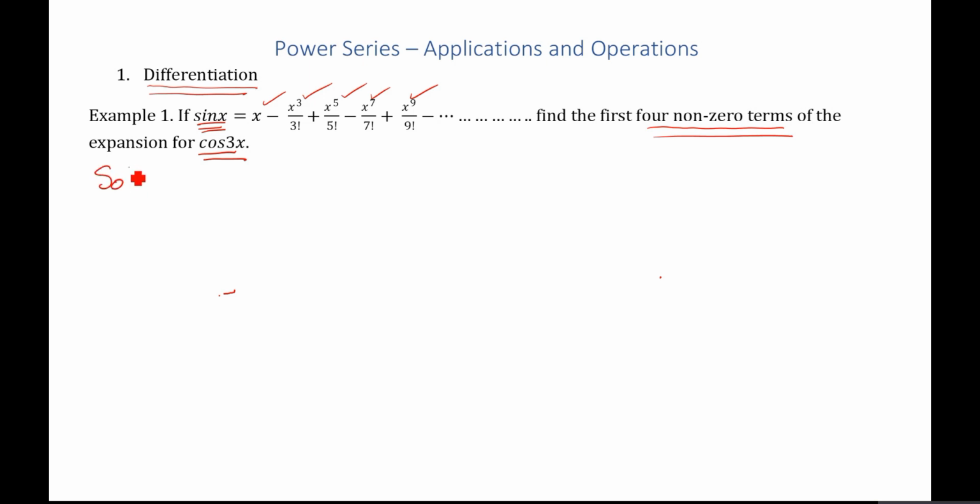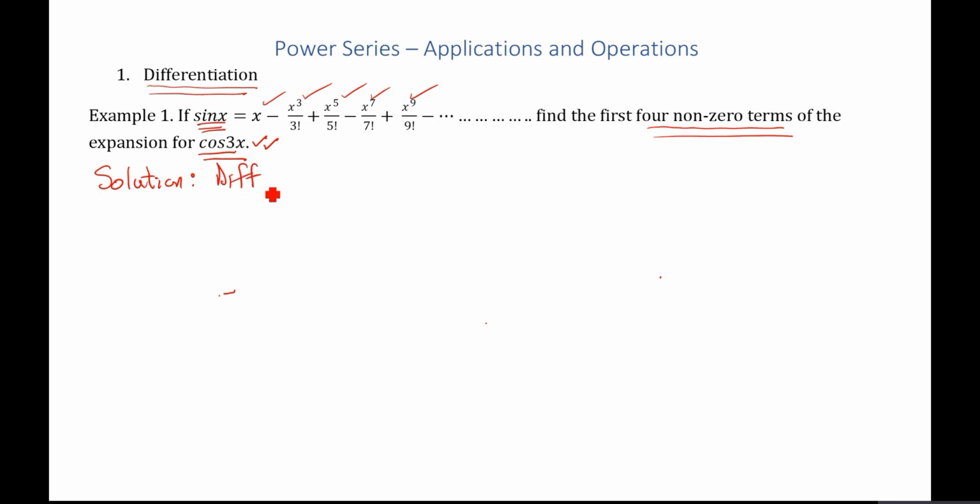Now, what we could possibly do is use a Maclaurin series to find the expansion for cos 3x. Now that in itself would be correct. However, the aim here is for you to realize that differentiation can be applied to a power series. So let's do that. And how do I go about finding the expansion for cos 3x? Well, there's your series for sine of x.